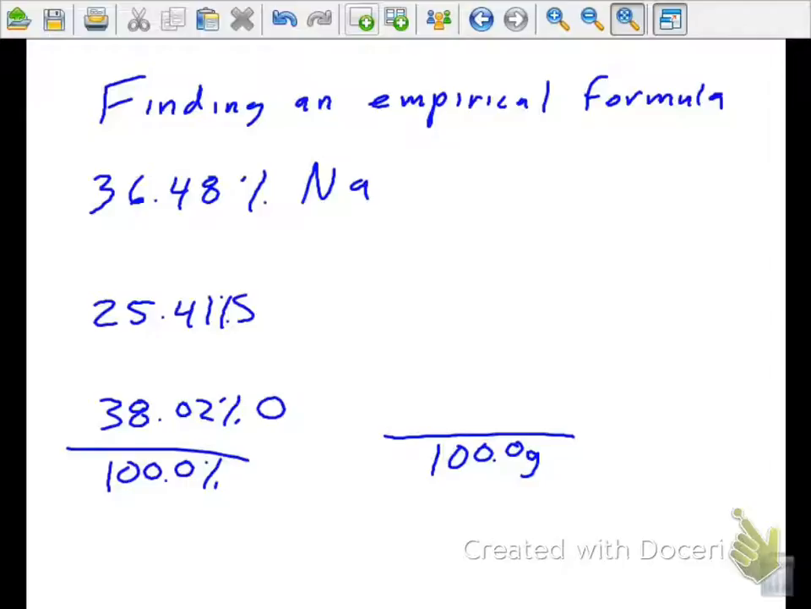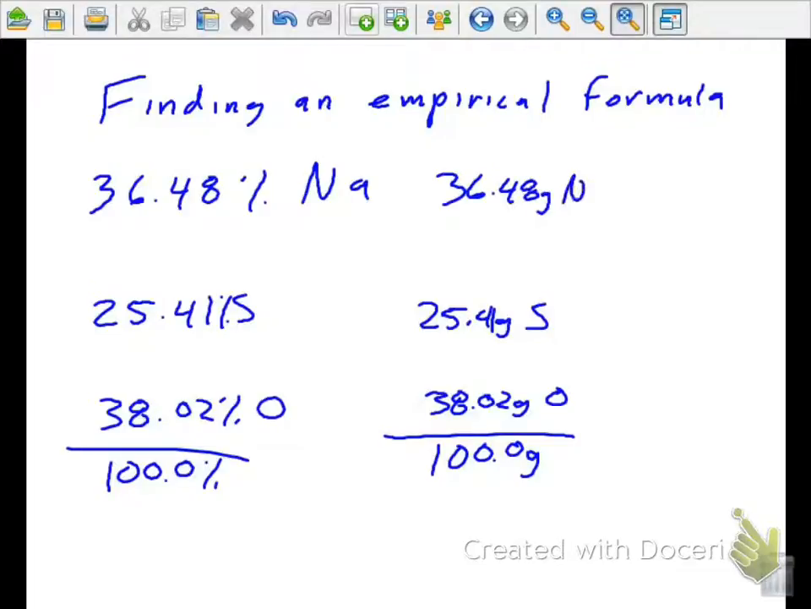So can you tell me how many grams would be oxygen of this? So I've got this compound in a 38 grams. Oh, good. I don't have to go any further. 38 grams would be oxygen, right? And 25.4 grams, for 1, try to get that in there, sulfur. And then 36.48 grams sodium. So we just say, hey, we got a 100-gram sample. Wow, that's pretty easy.